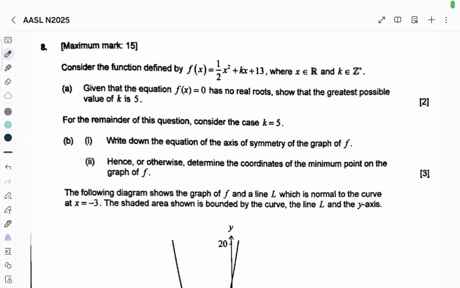Hello, this is the last question, very last question of AASL November 2025, paper 1, 15 marks total. Have a look, given the quadratic function where k is a positive integer. Given that the equation f of x is equal to 0 has no real roots, show that the greatest possible value of k is 5.